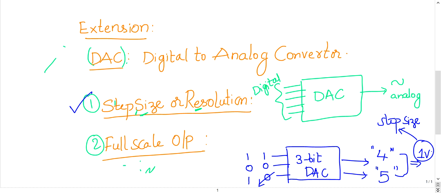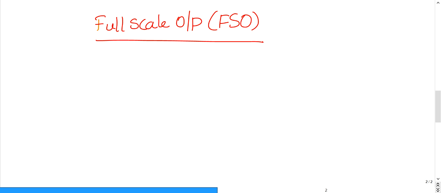Step size is the smallest change that has occurred for a 1 bit change in the input. For a 1 bit change in the digital input, whatever the difference we are seeing at the analog output, the difference in the analog output is nothing but step size. So step size is simple. Now let us see what is this full scale output. Before going to FSO, let us see how an output of DAC is calculated.